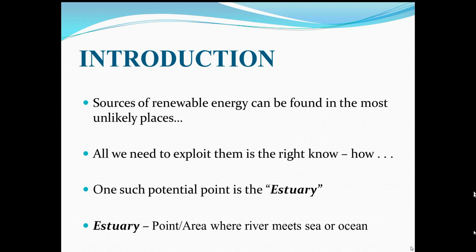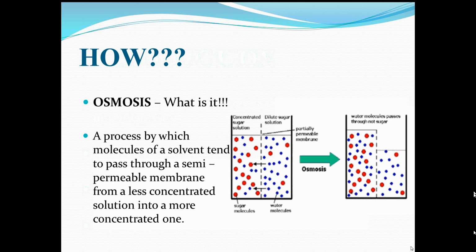Now what is this estuary? Estuary is a point or area where a river meets the sea or ocean. That means when we say river, it is fresh water meeting the salt water or the saline water of the sea or ocean. Now how actually would this point help us in generating energy? A simple phenomenon. The phenomenon that helps is osmosis.